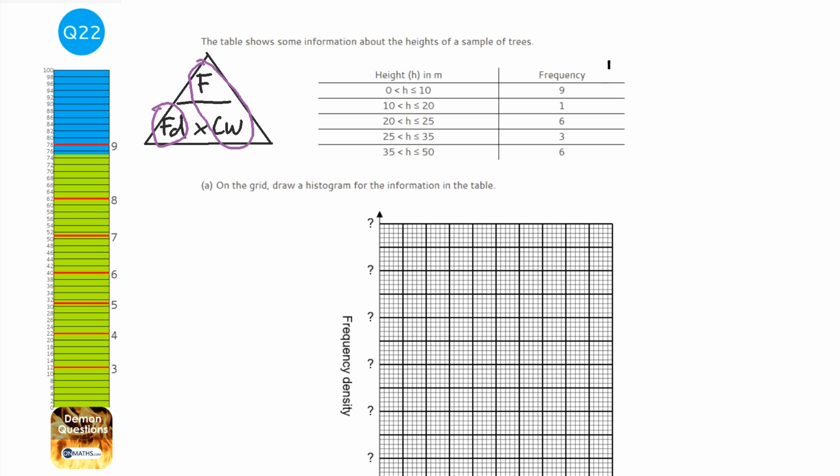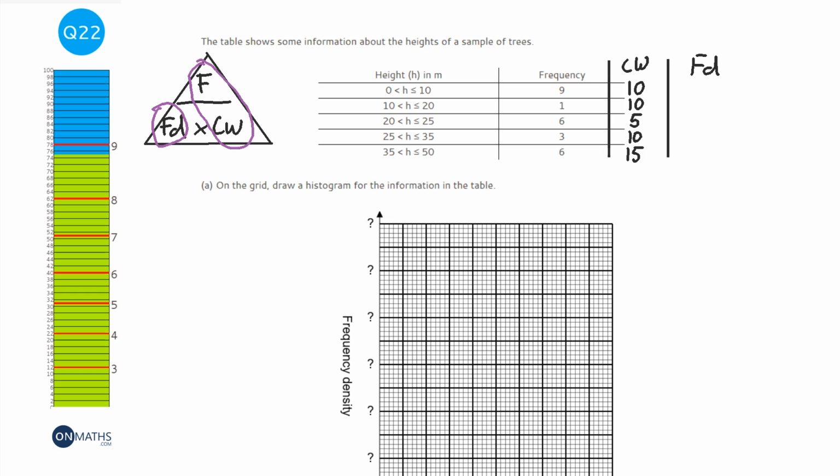Okay, so the first thing I want to plot is our class widths on each of these, because I'll need to know what they are. So the first class width, where it's 0 to 10, the class width is 10. The next one's 10, and be careful because actually the next one is 20 to 25, so that's only 5, that one. The next one's 10, and the last one's 15. So when I've got the class widths, I can work out the frequency density. And the frequency density is the frequency according to the triangle divided by the class width. I want to divide these.